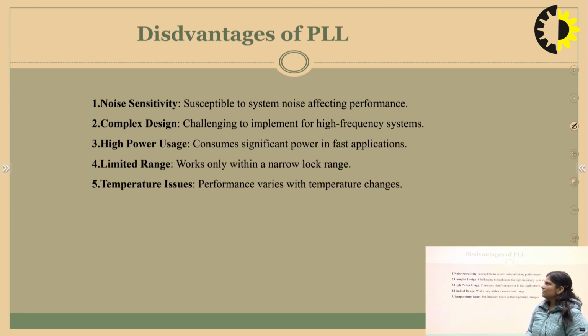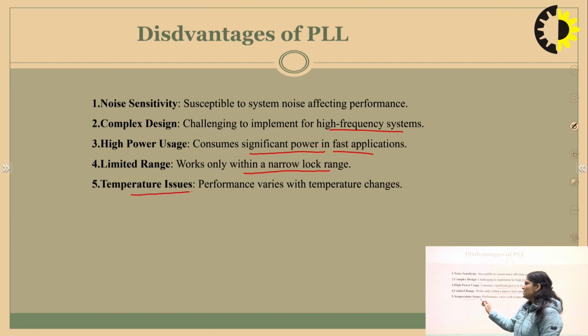Now these are the disadvantages of phase locked loop. First one is noise sensitivity: susceptibility to system noise affecting performance. Second is complex design: it is challenging to implement for high frequency systems. Third one is high power usage: it consumes significant power in fast applications. Fourth one is limited range: it works only within a narrow lock range. The last one is temperature issues: it varies with temperature changes. So these are the disadvantages of this PLL.